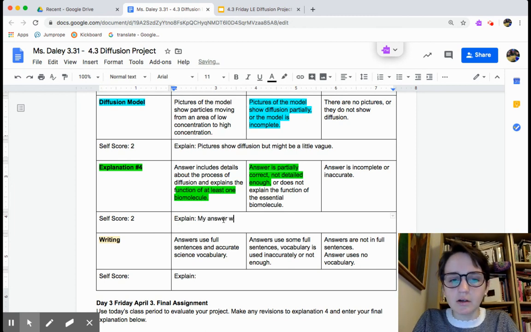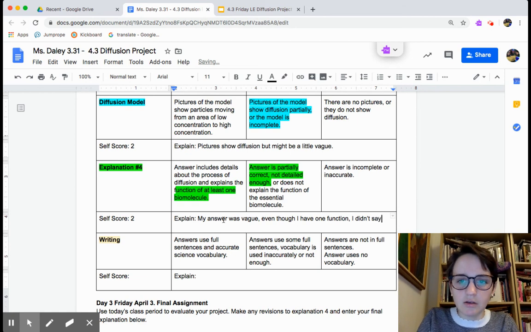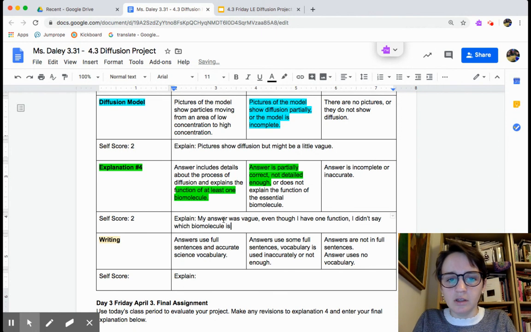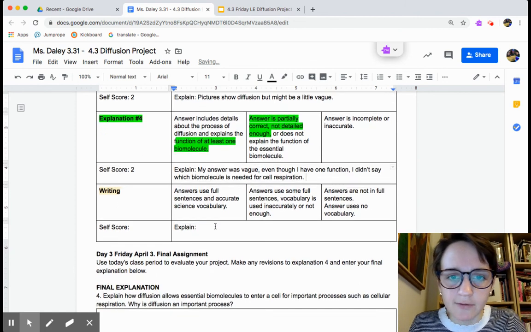My answer was vague. Even though I have one function, I didn't say which biomolecule is needed for cell respiration. So that's another thing I'm going to make sure I fix.